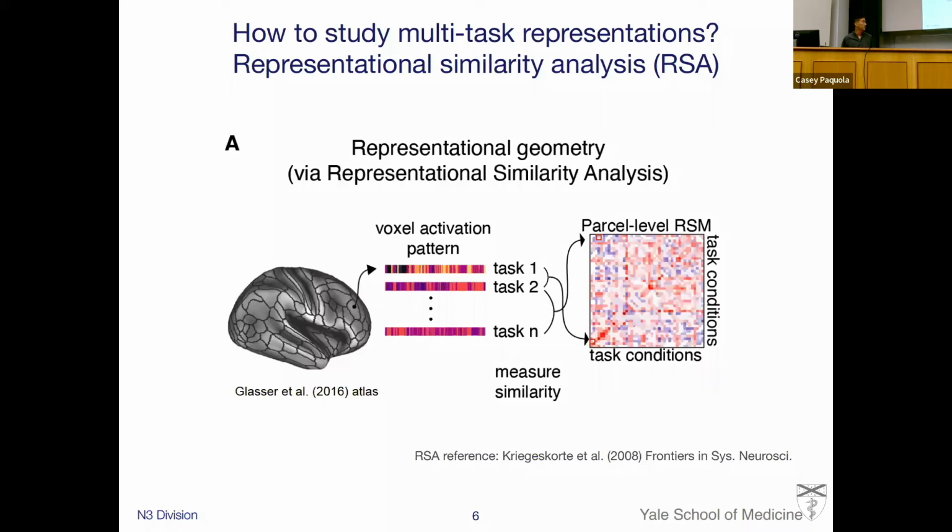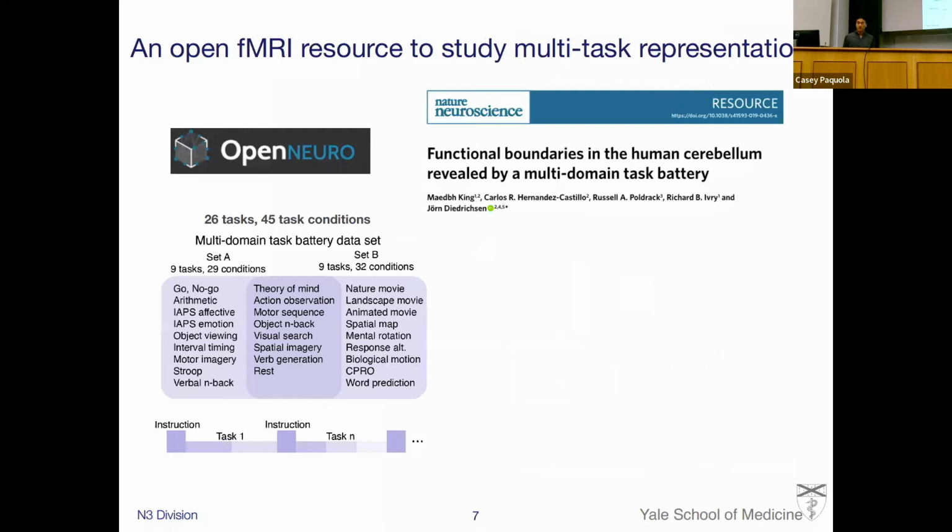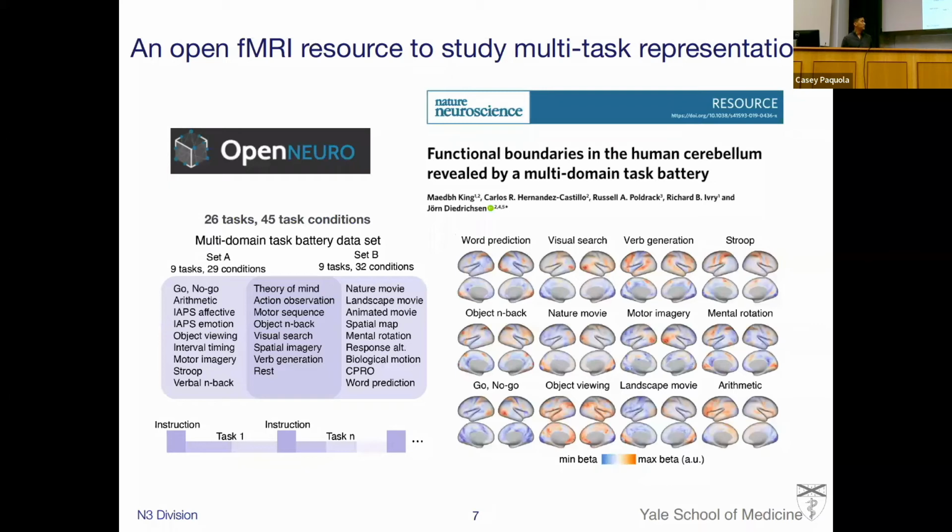The data set we use is a publicly available resource. It was published by Maiba King and colleagues from Bjorn Dietrichson's group at Western University of Canada. The general motivation for this data set was to sample as many different tasks and cognitive batteries as possible, so it's a multi-domain task battery. It has 26 different tasks and up to 45 different task conditions. Just to illustrate the richness of this data set, here are 12 example cortical activation maps. I encourage anybody who's interested in multitask analyses to look into this data set.